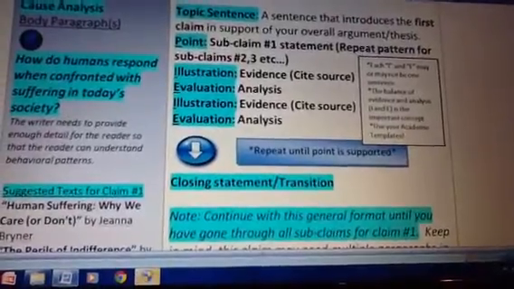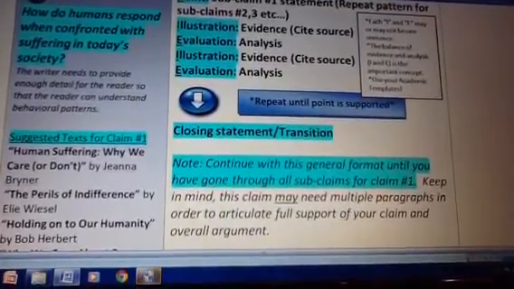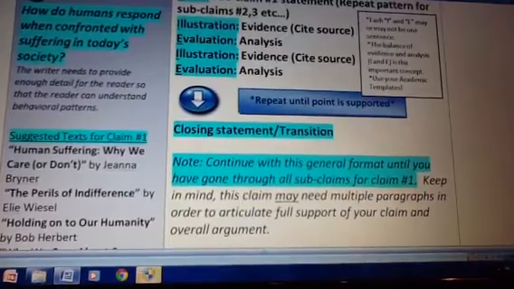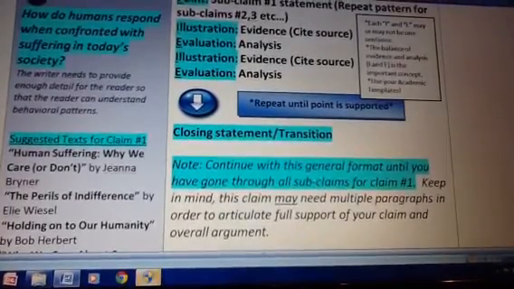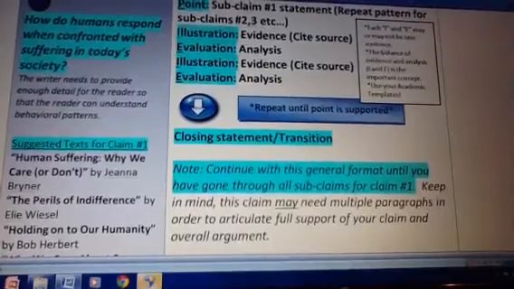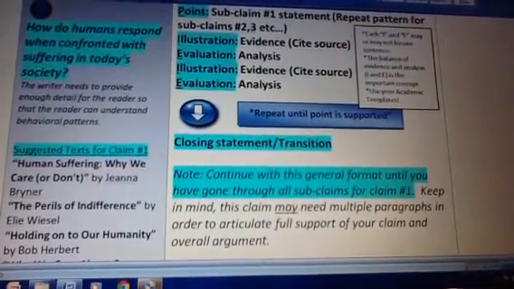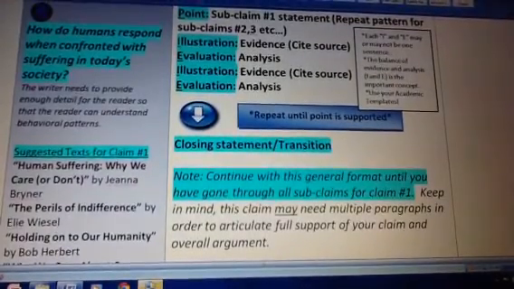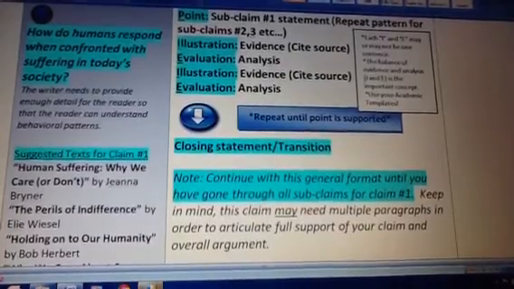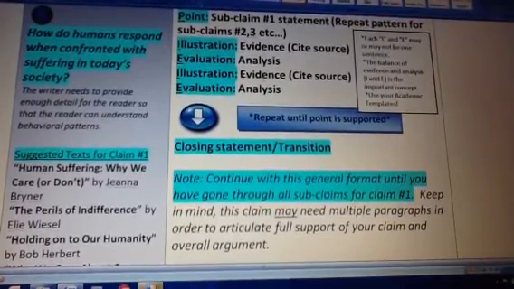Again, you'll see where it says note. Let me scroll this down a little bit. It says continue with the general format until you've gone through all the subclaims for claim 1. Keep in mind this claim may need multiple paragraphs, which we talked about, in order to articulate full support of your claim and overall argument. One of the things that when you look at your paper in front of you, really pay attention, and I mentioned this in class as well, is the balance of evidence and analysis, the I and the E. It's an important concept. This ratio balance doesn't have to go in this particular template format, but the overall ratio is what matters; you want a nice balance.